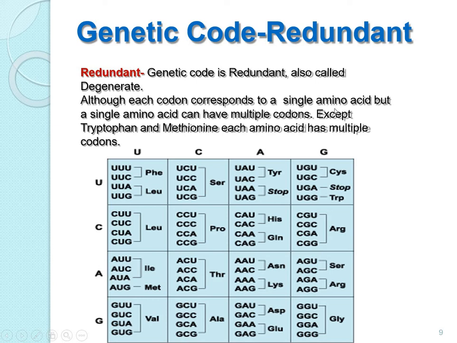A single amino acid can have multiple codons. There are UUU and UUC, two codons for phenylalanine; four codons for leucine; and methionine has only a single codon. There are four codons for one amino acid. So a single amino acid can have multiple codons.